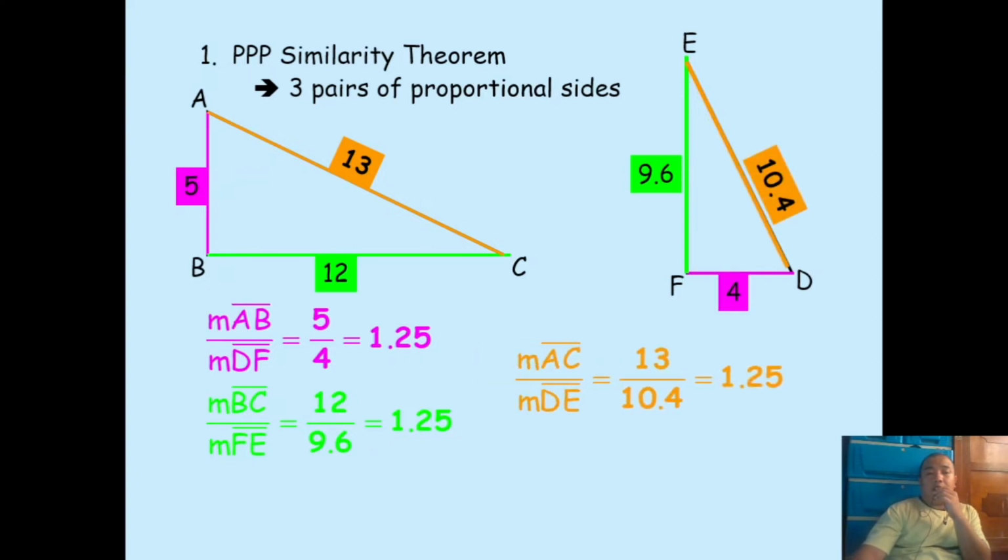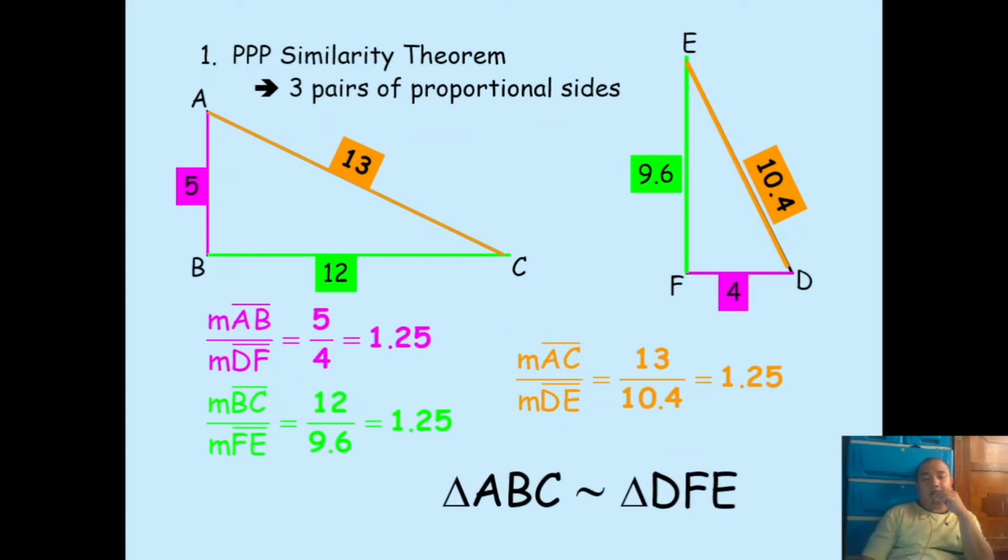If we divide 13 by 10.4, we get 1.25 also. So as you can see, we have equal ratios of the corresponding sides. That means the sides are proportional. So there are three pairs of proportional sides, which means these two triangles, ABC and DFE, are similar.